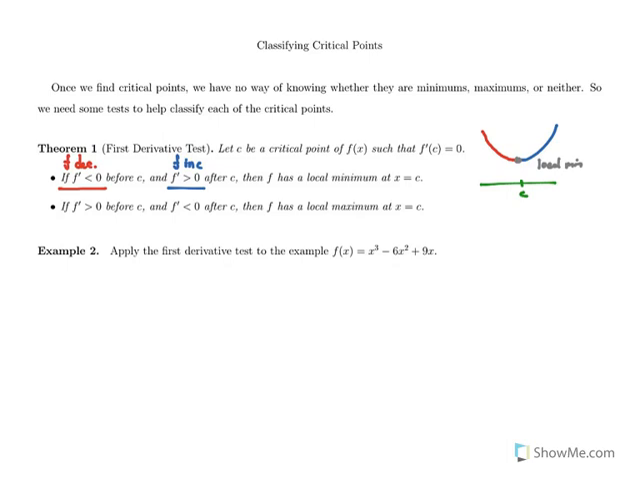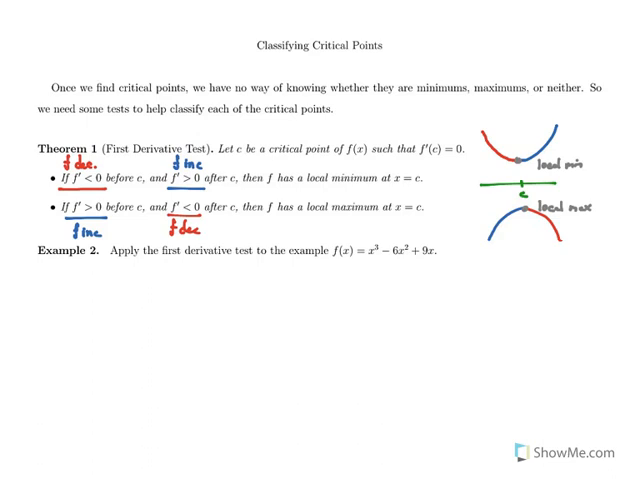Now we're going to do the exact same thing if it's the other way around. If it's increasing before and decreasing after, then we look at our value c. We think that it's going to increase before, decrease after. That is going to be a local maximum.